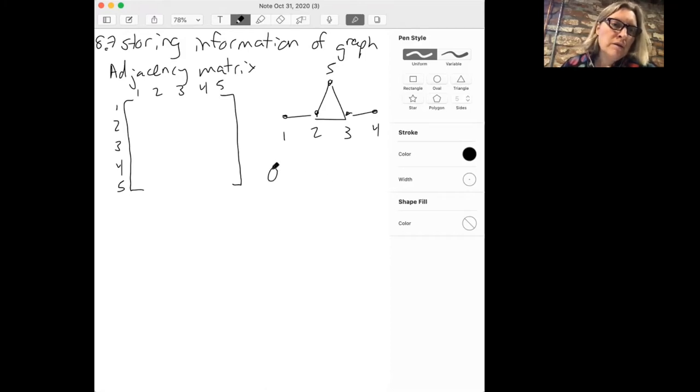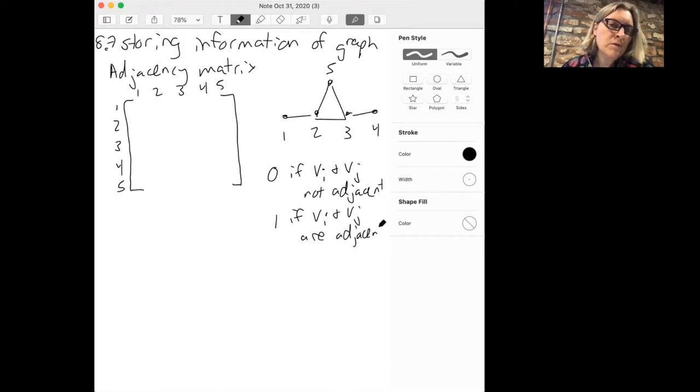And you put a 0 if vertex i and vertex j are not adjacent, and you put a 1 if vertex i and vertex j are adjacent. One thing I should have said about graphs is that we are never going to allow a vertex to be adjacent to itself. So we're not going to draw any loops that start at one vertex and come back to that vertex. And what that means is that we can always put zeros right down the diagonal.